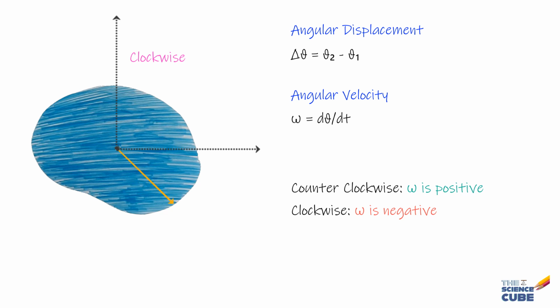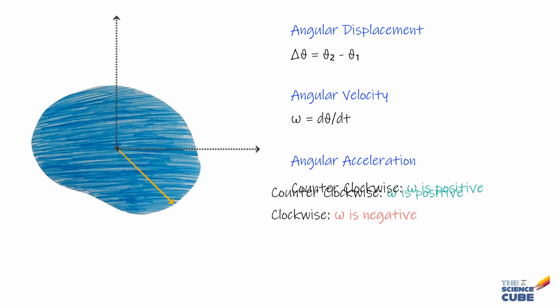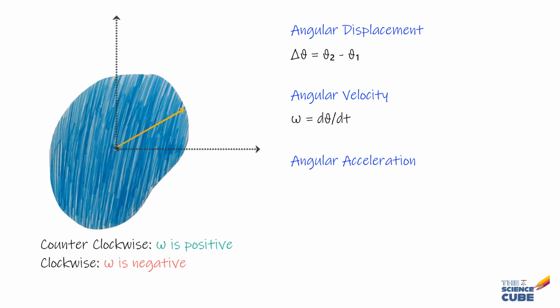The next variable to study would be, as you probably guessed, the angular acceleration. And again, if we draw a parallel with linear motion, linear acceleration happens if the linear velocity is changing. Quite the same way, angular acceleration happens when the angular velocity of a rotating body is changing and is not constant.